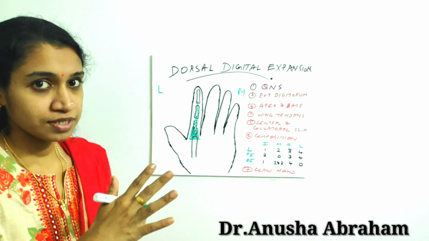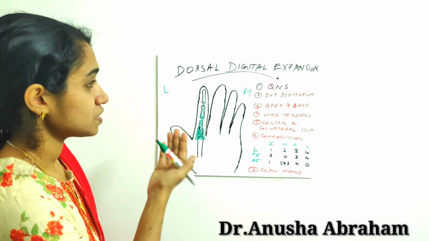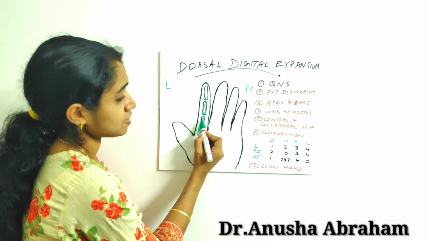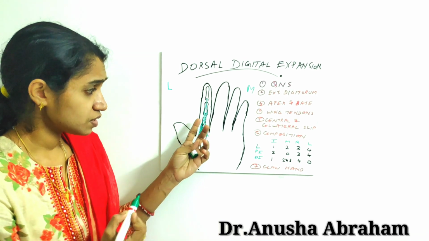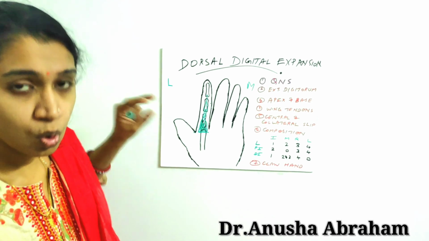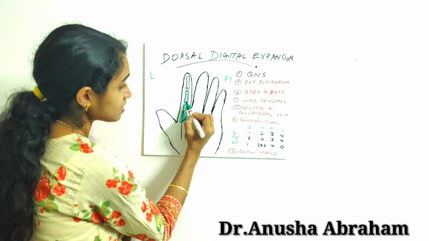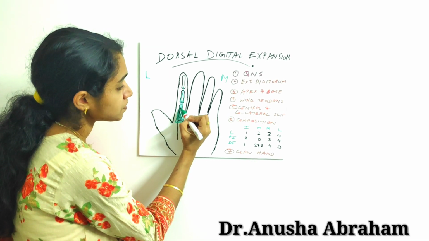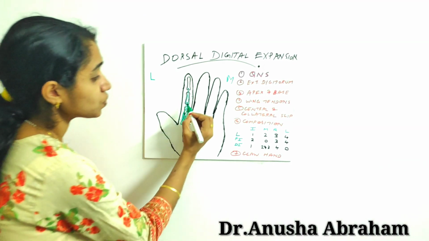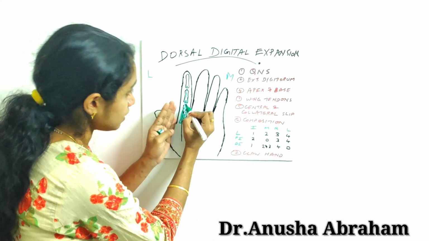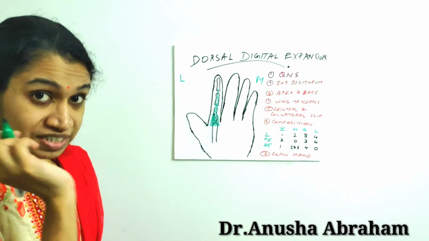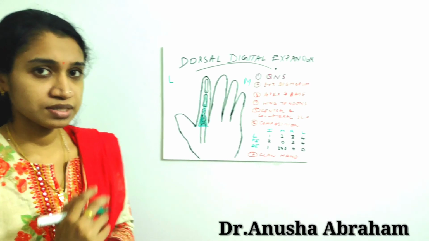So this is regarding the slips of the dorsal digital expansion. I will explain once more. We have seen the apex and base, right? The apex is seen close to the distal aspect of the proximal phalanx, and over there it splits into three slips: one central slip and two collateral slips. The central slip traverses the proximal interphalangeal joint and finally inserts into the base of the middle phalanx. The two collateral slips pass distally, join together and finally insert into the base of the distal phalanx.